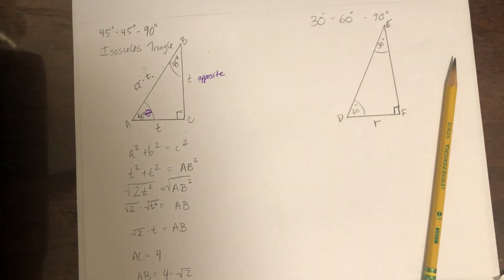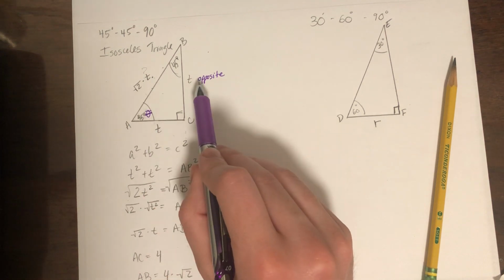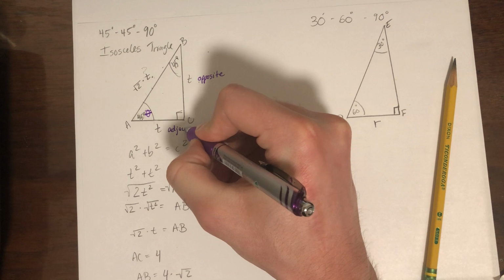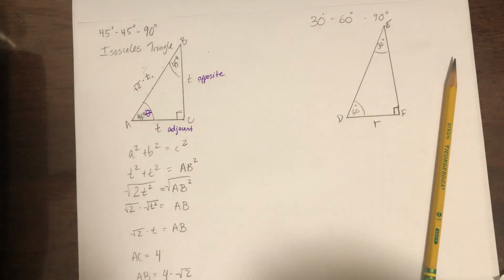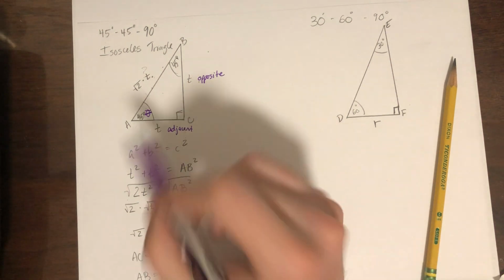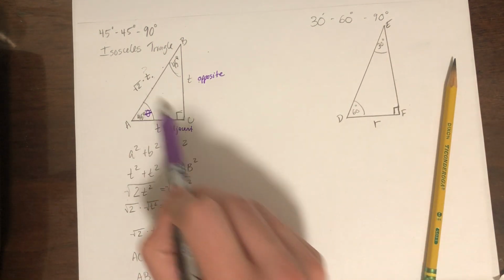All right, adjacent is going to be the other leg. So if this is the opposite leg, this has to be my adjacent leg. And really, maybe what I should have done first was label the easiest side. No matter what your reference angle is, this is always called the hypotenuse, right?